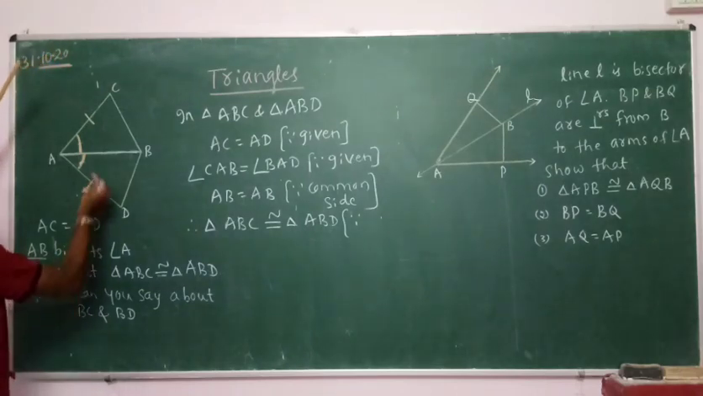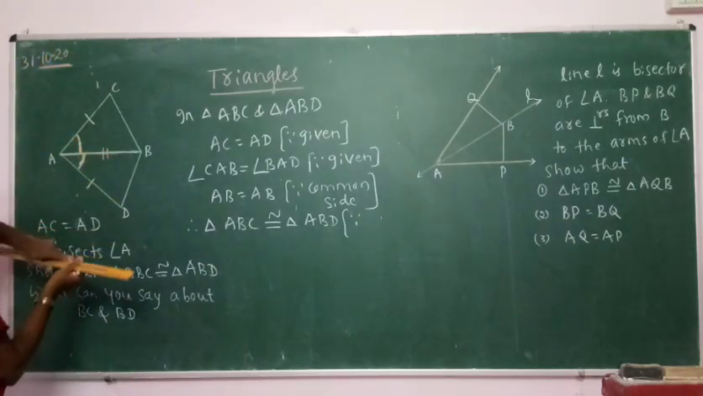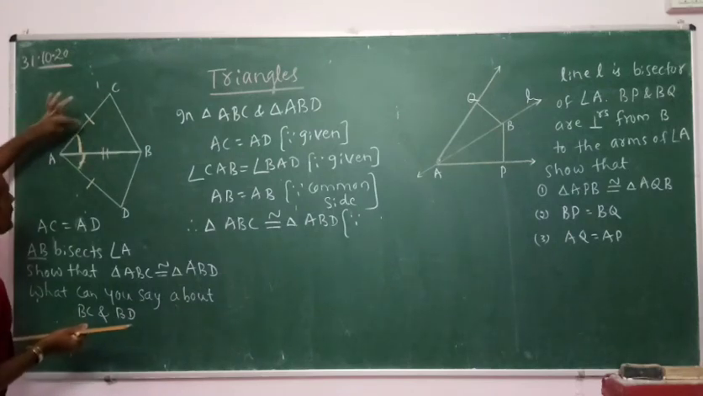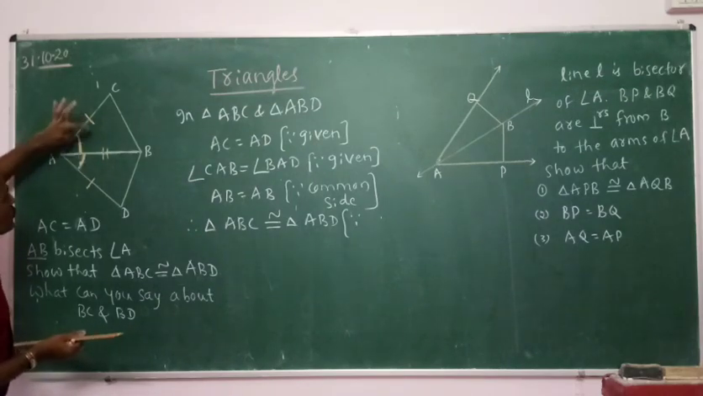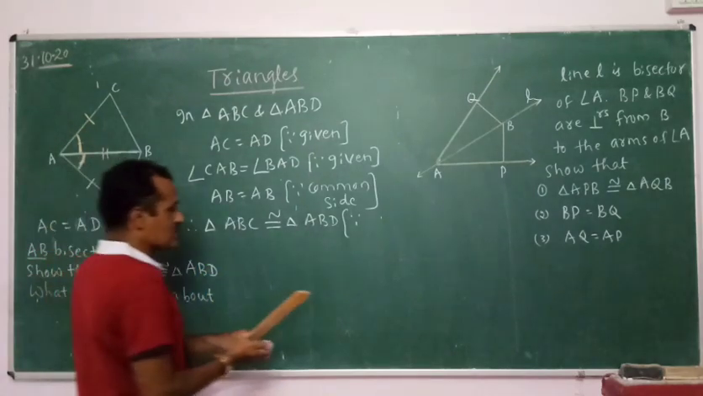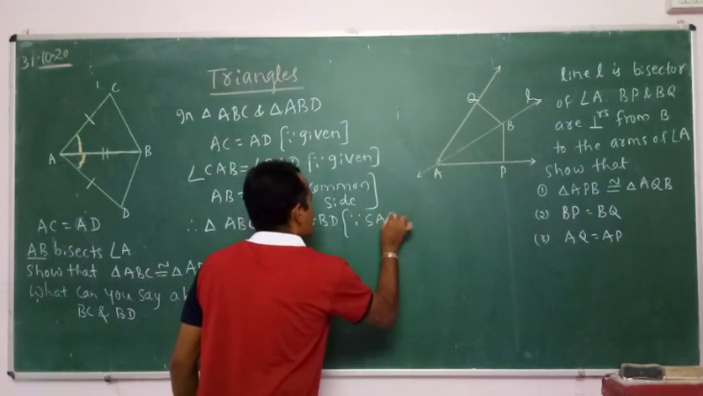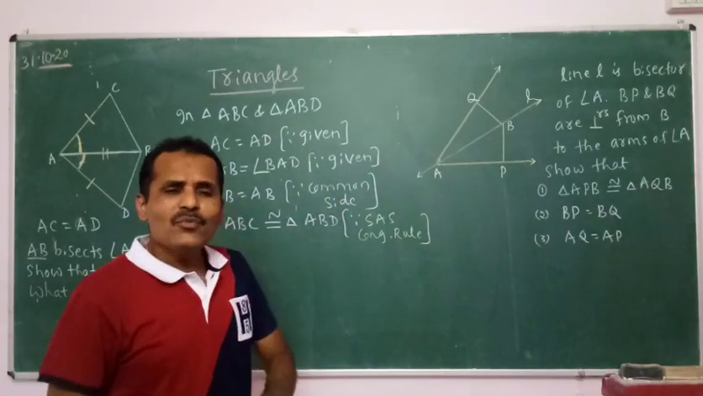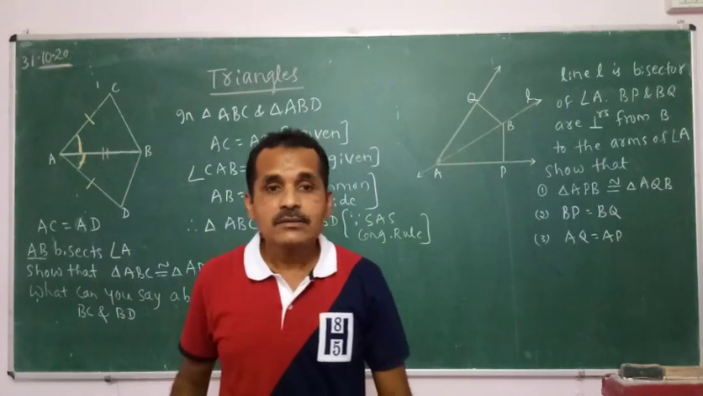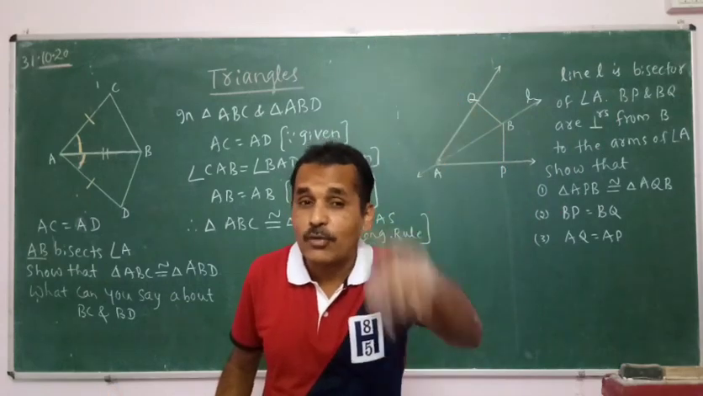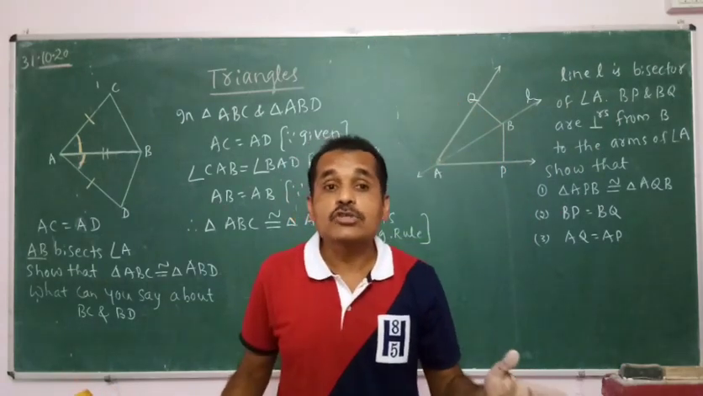See what I have taken. I have taken this side, this angle, this side. SAS. Two sides and one included angle. I can write this is because SAS congruent rule. Once I prove the triangles are congruent, how many things I have used? 3 things I have used. Remaining 3 are also automatically equals to each other because of CPCT.